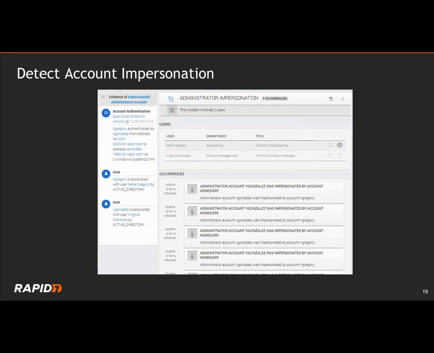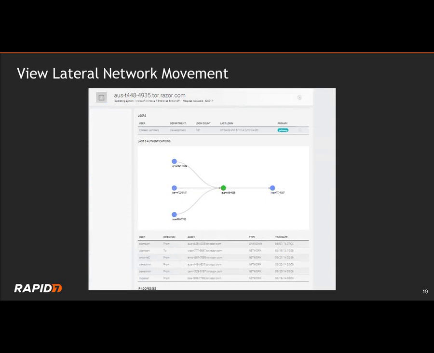Account impersonation is another way of getting from one machine to another, and that's something that we uniquely show when one account is becoming used by another account, and it's not a typical thing that we see once we start detecting user behaviors. We also show you a visualization in case you start investigating whether you have an attacker doing lateral movement through your network.